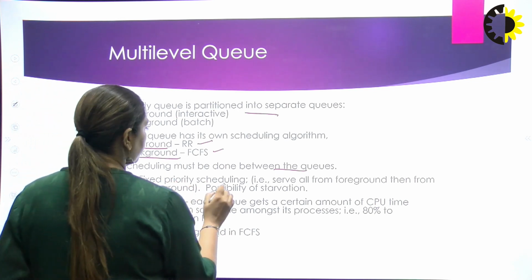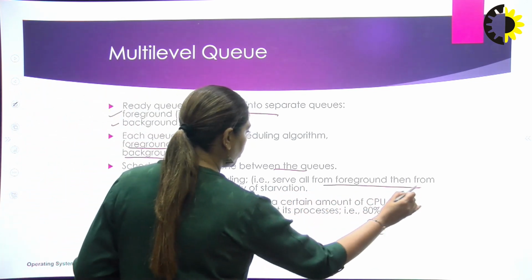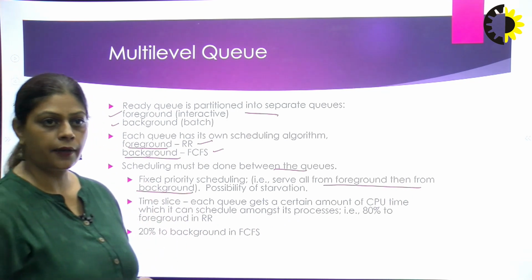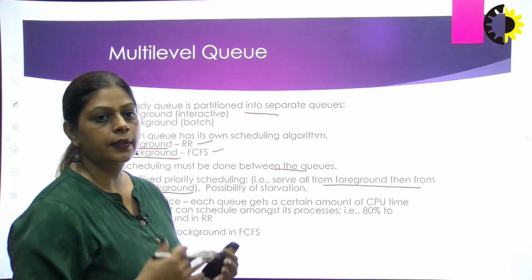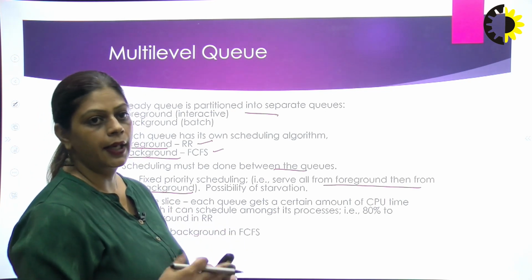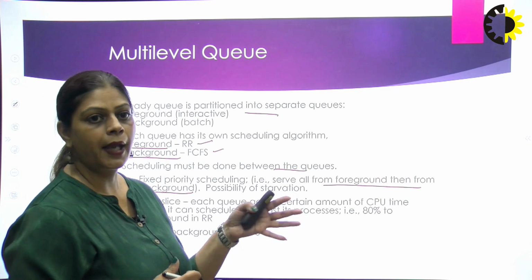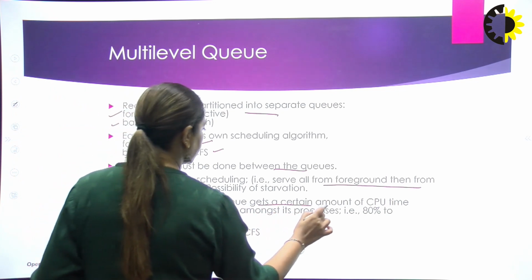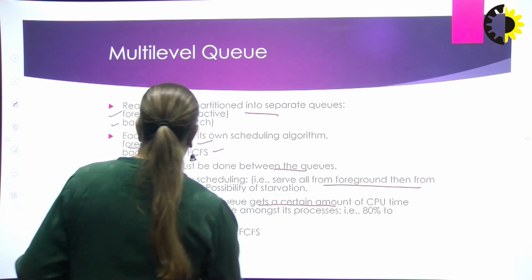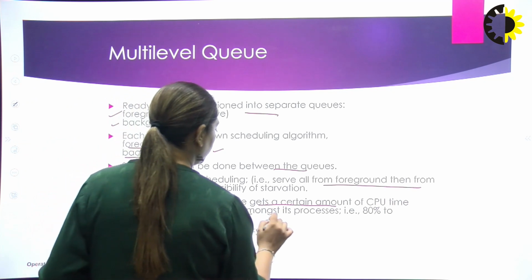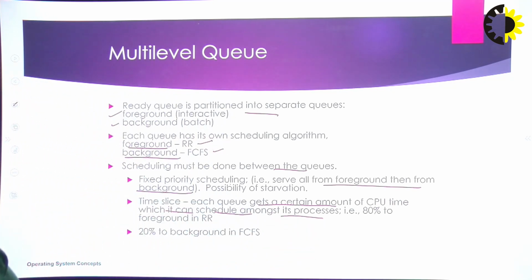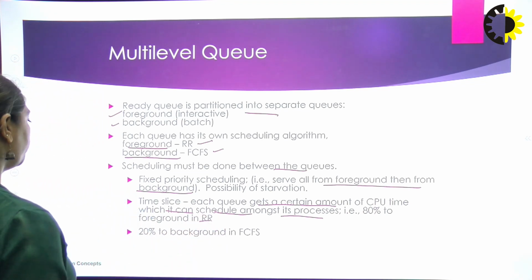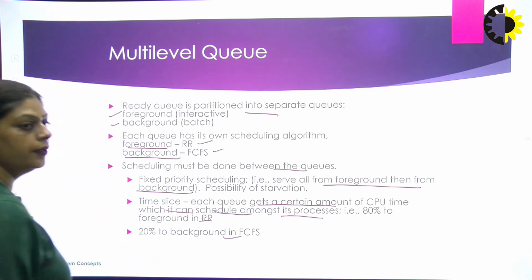Then fixed priority scheduling: serve all the foreground processes, then the background processes. Again, the possibility of starvation can be there. Processes that are in the foreground queue keep arriving again and again, and background processes are not getting the chance. Then there is time slice, where each queue gets a certain amount of CPU time which it can schedule amongst its processes. That is 80% to the foreground with round robin, so here we can solve the problem with round robin, and 20% to the background with first come first served.